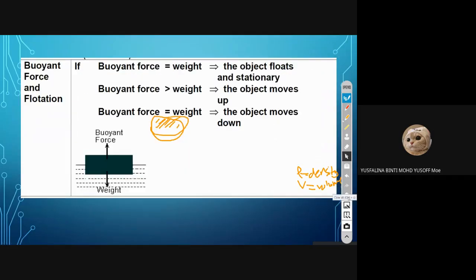So, buoyant force. If the buoyant force is equal to the weight, the object will float or be stationary. If the buoyant force is bigger than the weight, the object moves upward to the surface of the water. If the buoyant force is smaller than the weight, the object moves downward, going deeper into the water. So this is the connection between the buoyant force and flotation.